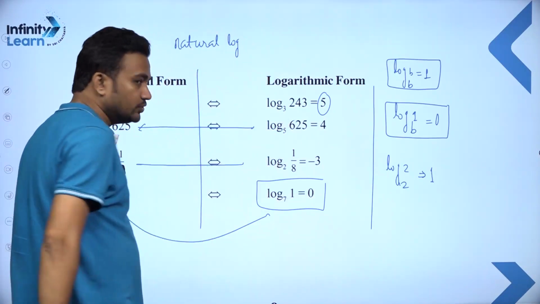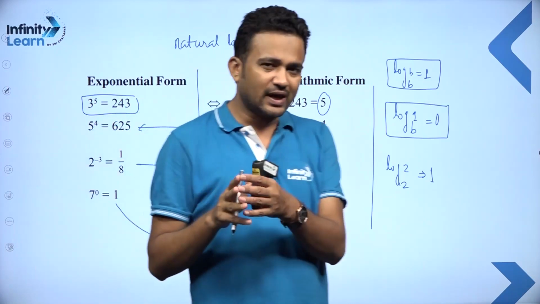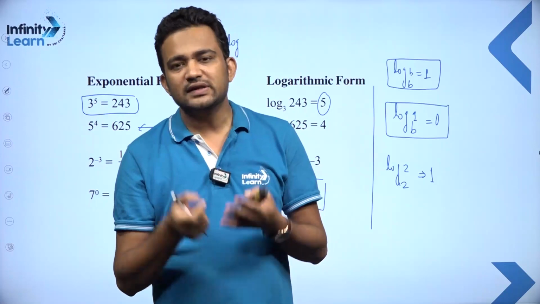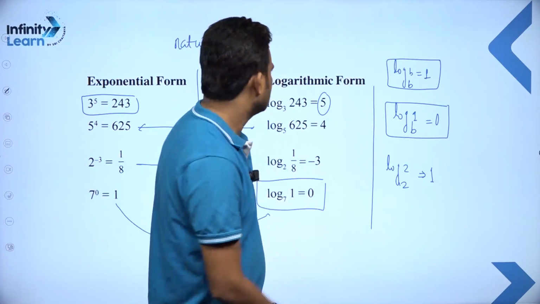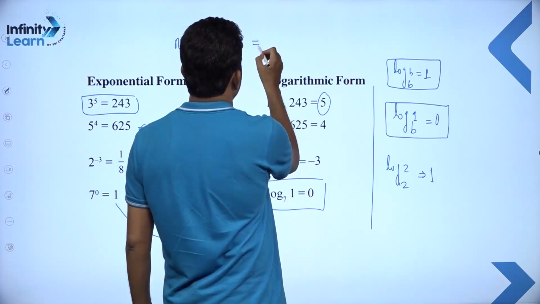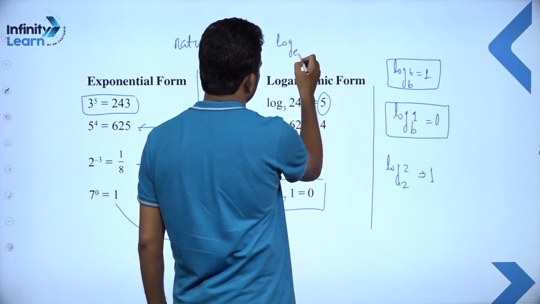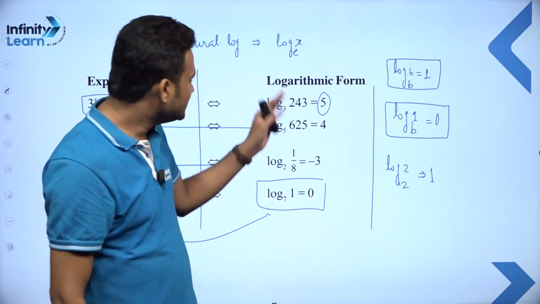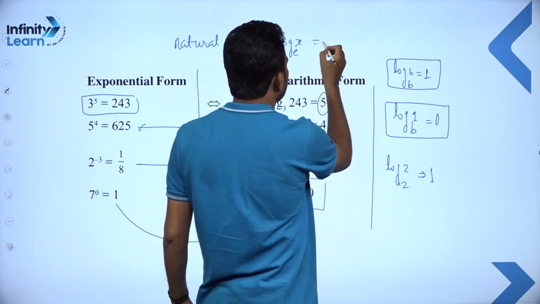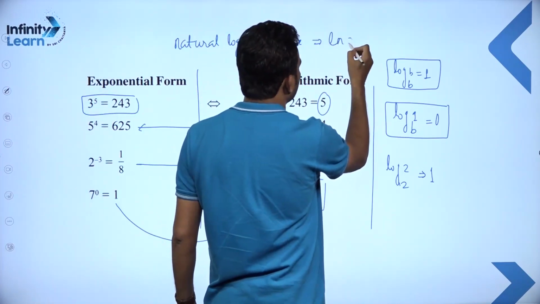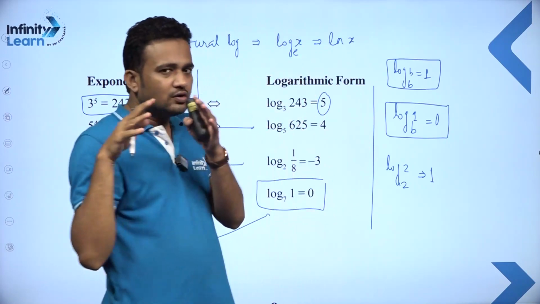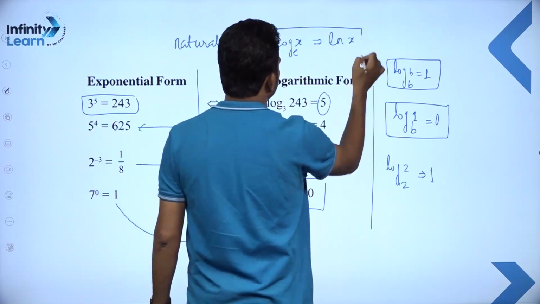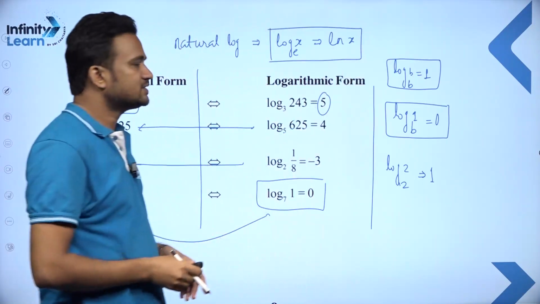Do you know what is Euler number? Euler number is e and its approximate value is 2.7. If the base is e, then that log is called natural log. If the base is e and the argument can be anything, then this is called natural log, and it can also be written as ln x. ln means log whose base is e. So these are the standards that you should know very well. Hopefully this is clear to everyone.